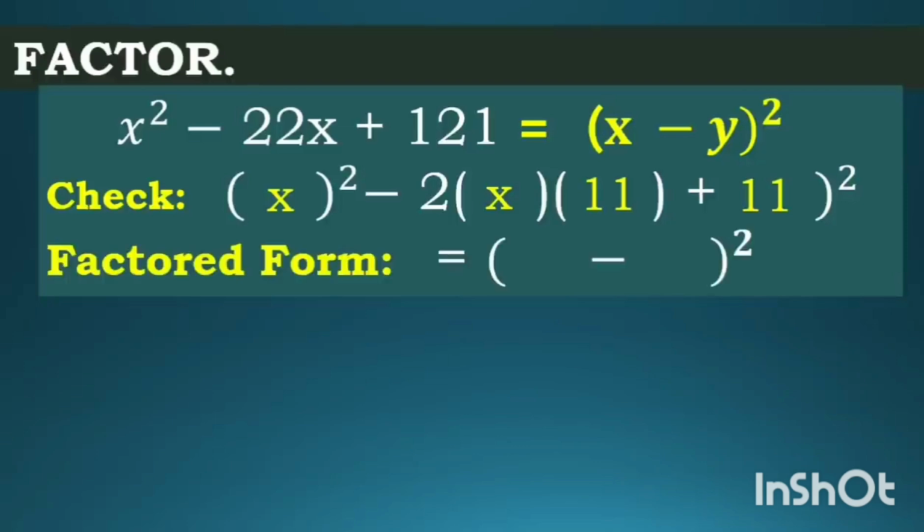Just follow the rule. Okay? So we will just copy the first term, which is x. And then the second term, the last term, which is 11. So our factored form is x minus 11 squared.